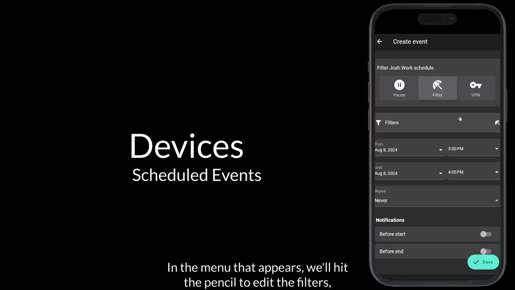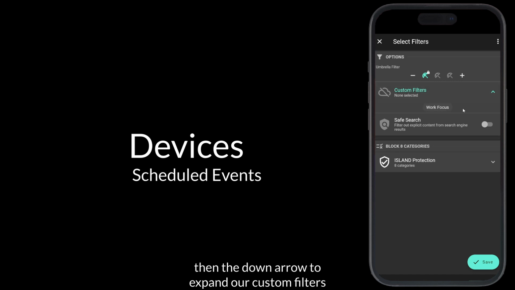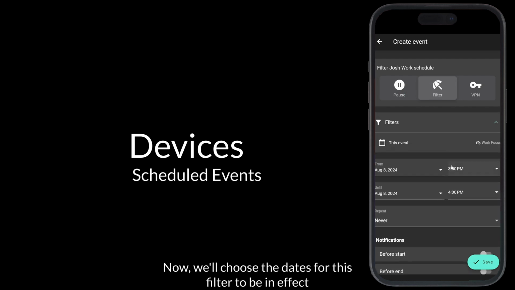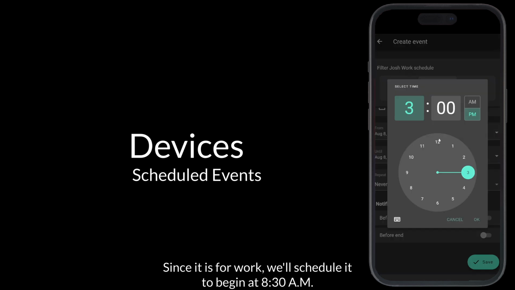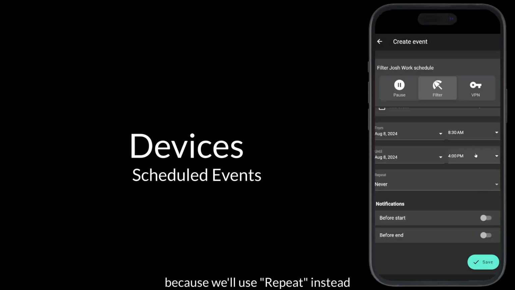In the menu that appears, we'll hit the pencil to edit the filters, then the down arrow to expand our custom filters. We'll select the Work Focus filter we created earlier and hit Save. Now, we'll choose the dates for this filter to be in effect. Since it's for work, we'll schedule it to begin at 8:30 a.m. and end at 5:30 p.m. I'm going to leave the dates for right now because we'll use Repeat instead.